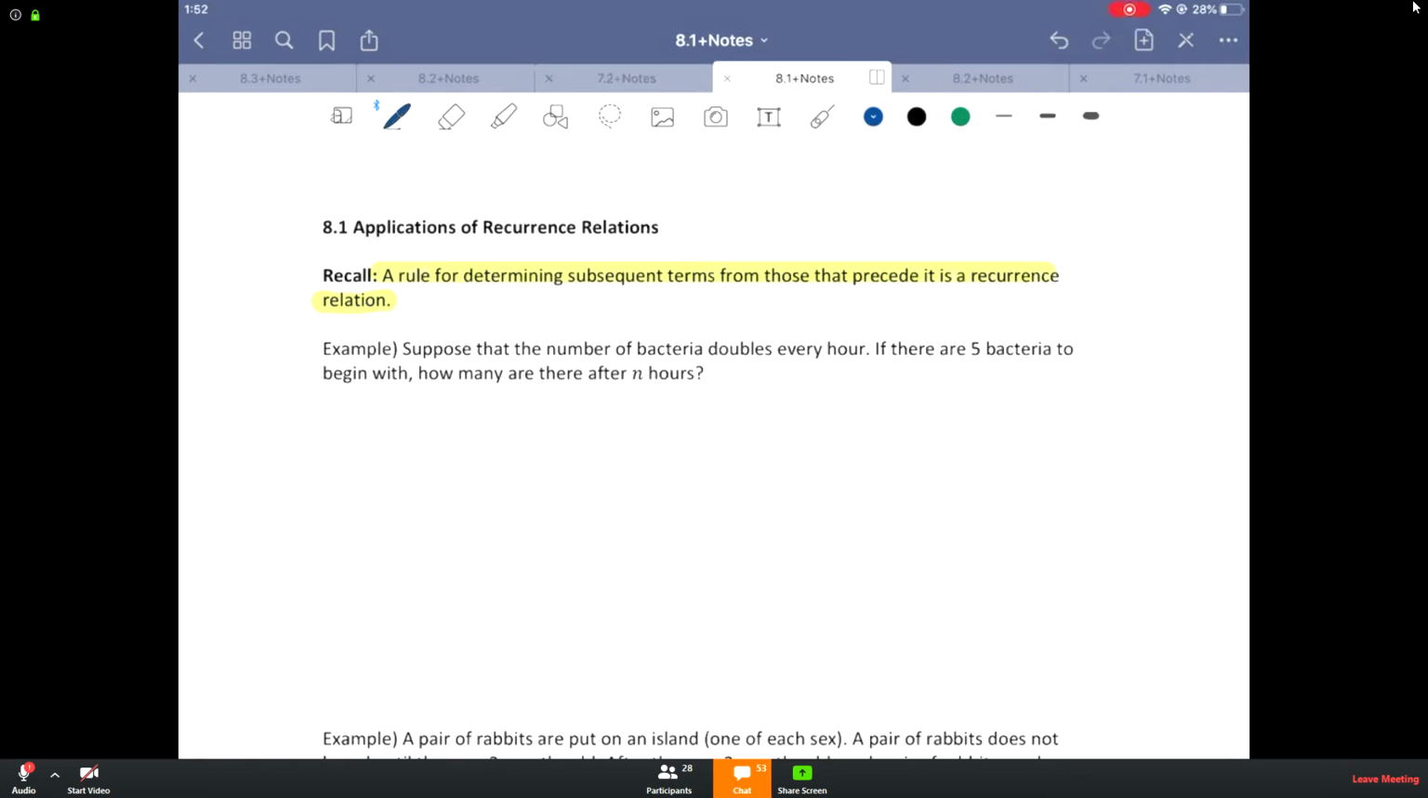What we're going to apply to this section is some counting that we've done. Suppose that the number of bacteria doubles every hour. If there are 5 bacteria to begin with, how many are there after n hours? Let's build what this looks like. For this whole section we'll use a sub n. So a sub n is the total number of bacteria after n hours. Let's label it as that.